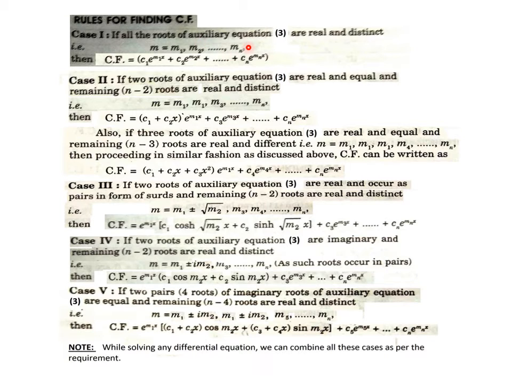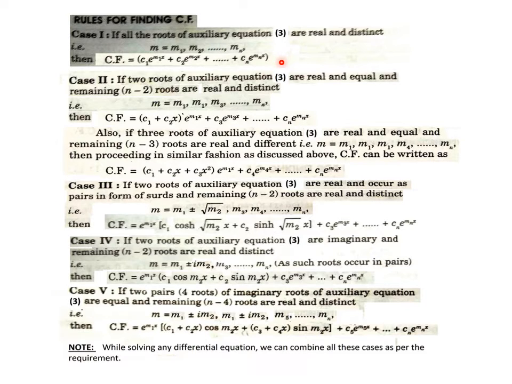In any order you can have these roots, and then you have to multiply all these roots with the independent variable x, and then you have to put them in the power of the exponential function, multiply each and every term with some real constant like C1, C2 up to Cn here, and then add them all. So that is about finding CF for the first simple case of real and different roots.